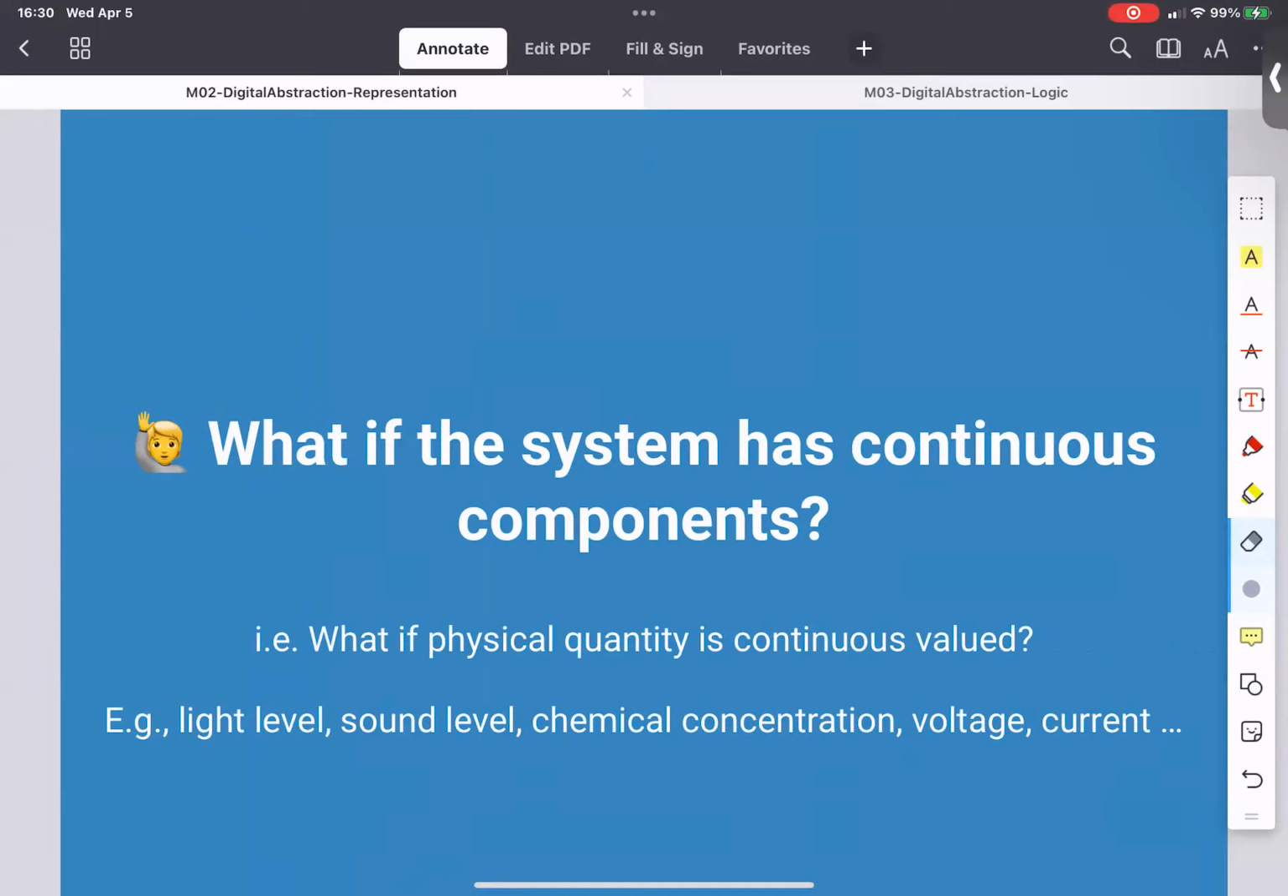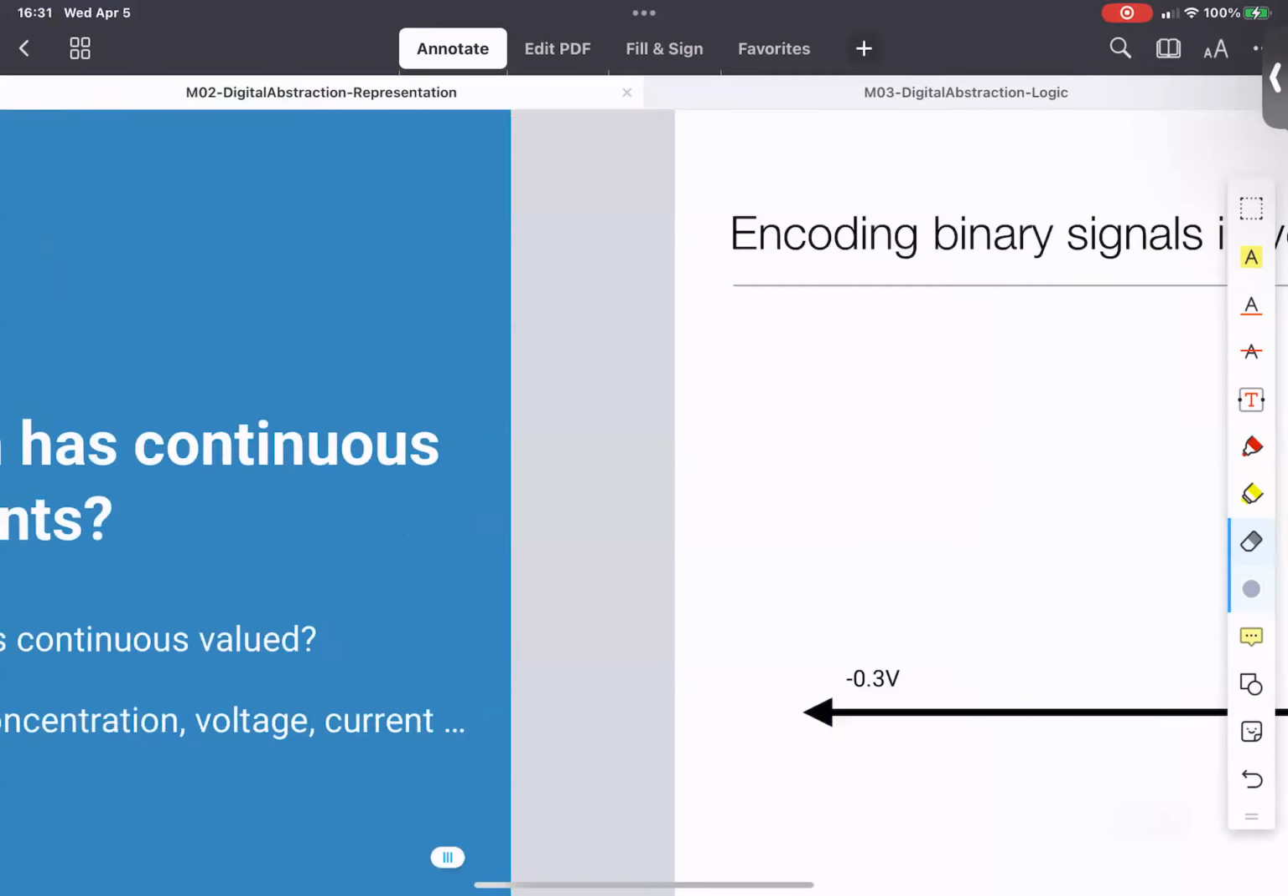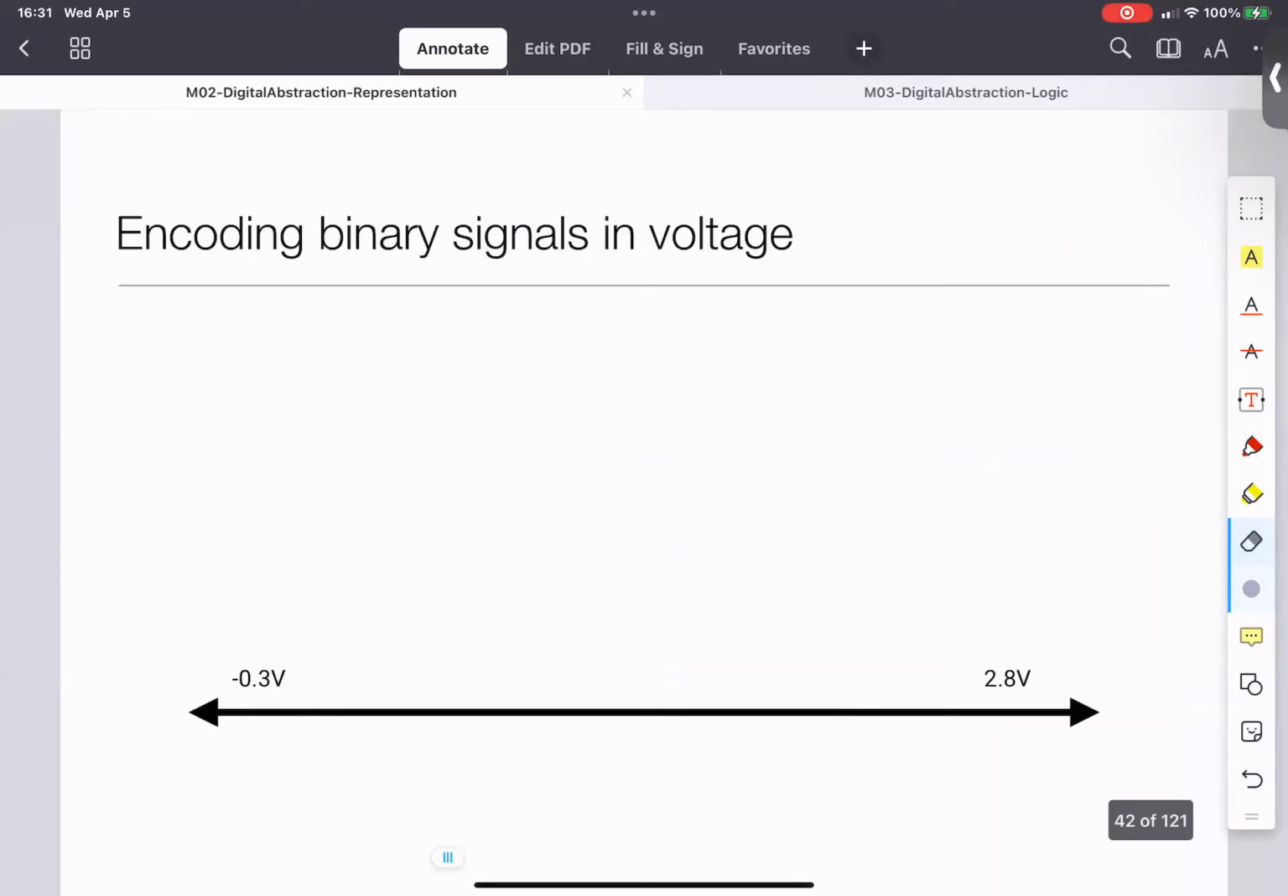And voltages are not the only example. There are pneumatic computers that use air pressure. There are computers which operate using other continuous things, like chemical concentration. So it's very common that many computing substrates, computing technologies, are intrinsically continuous at a physical level. And so I need a strategy of mapping 0 and 1 into those continuous values. So that brings us to our problem. How do I encode binary signals in those continuous things? And specifically for our purposes, how do I encode binary signals in voltage?